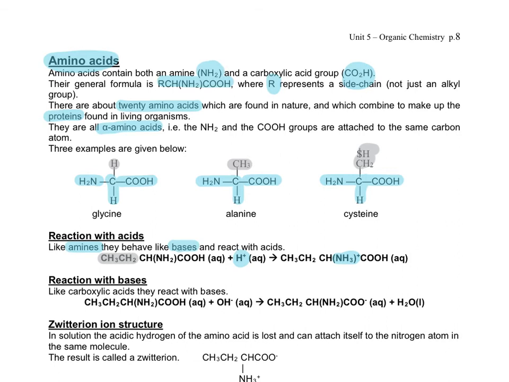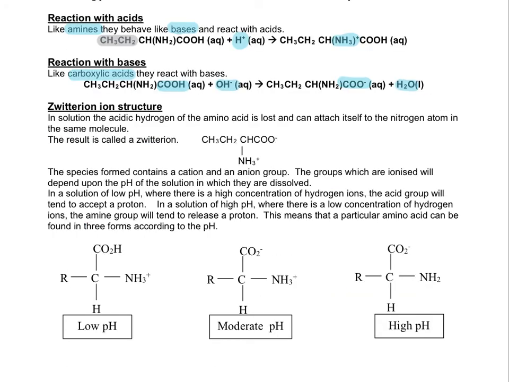The opposite reaction is that because they have the carboxylic acid group as well, that carboxylic acid group can react with bases. So the COOH can react with an OH- to give you the COO-, the carboxylate, and it'll give you H2O as well. If you have an amino acid in solution, you actually lose the acidic hydrogen on the amino acid, so you lose the H from the COOH, and it'll actually attach itself and be attracted to the NH2, so it'll turn into NH3+.